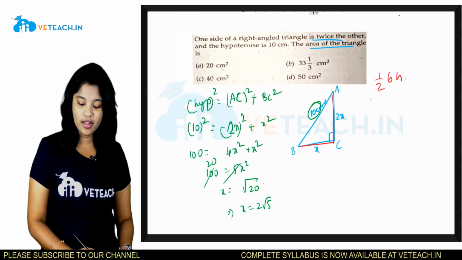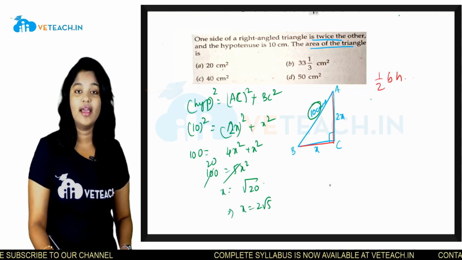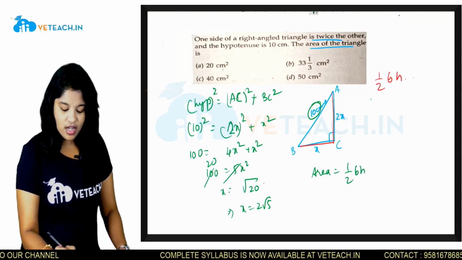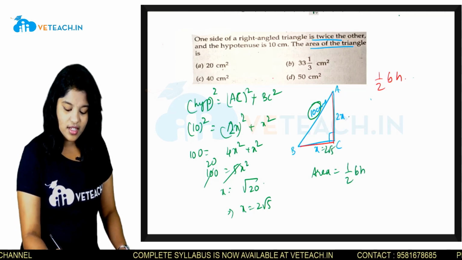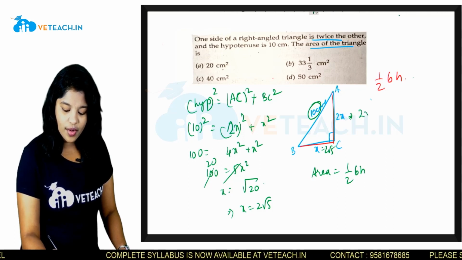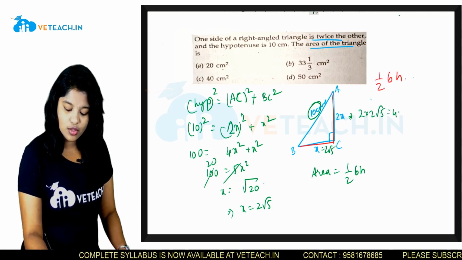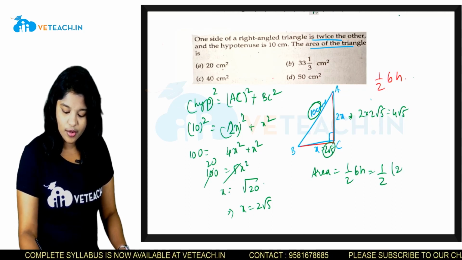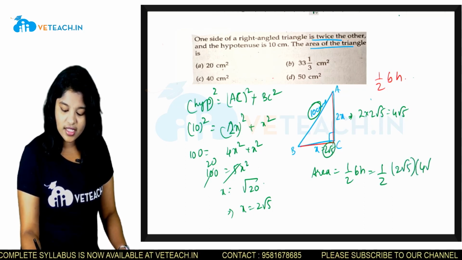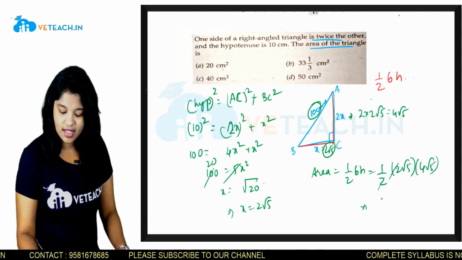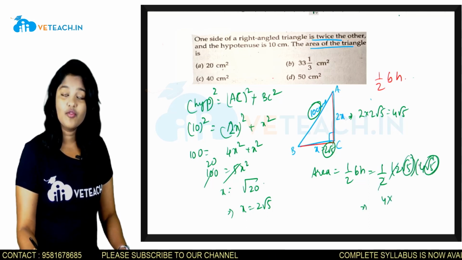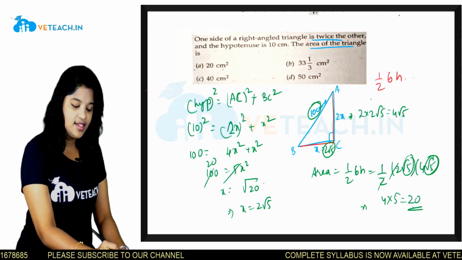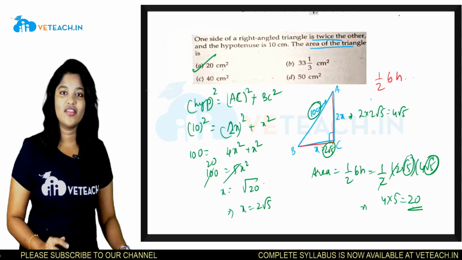Now we have to find the value of the area. Area is half BH. Now x is equal to 2 root 5. Here AC becomes 2 into 2 root 5, that is equal to 4 root 5. Now area is half into the base 2 root 5 into height 4 root 5. The 2 gets cancelled. We get 4 into root 5 into root 5, that is 5. So it is equal to 20 centimeter square. So option A is our correct answer.